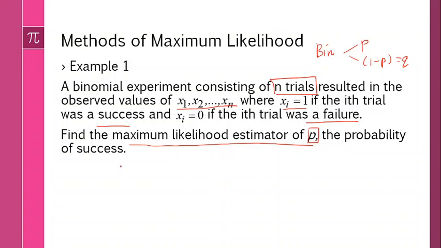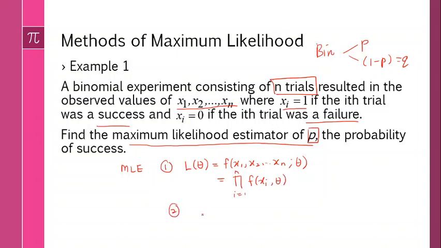In the maximum likelihood method, the first step is to find the likelihood function of the parameter. Based on definition 1, this is equivalent to the function of x1, x2 until xn, based on the sample, x1 until xn with parameter θ, which is the multiplication of f of xi with parameter θ, where i is from 1 until n.